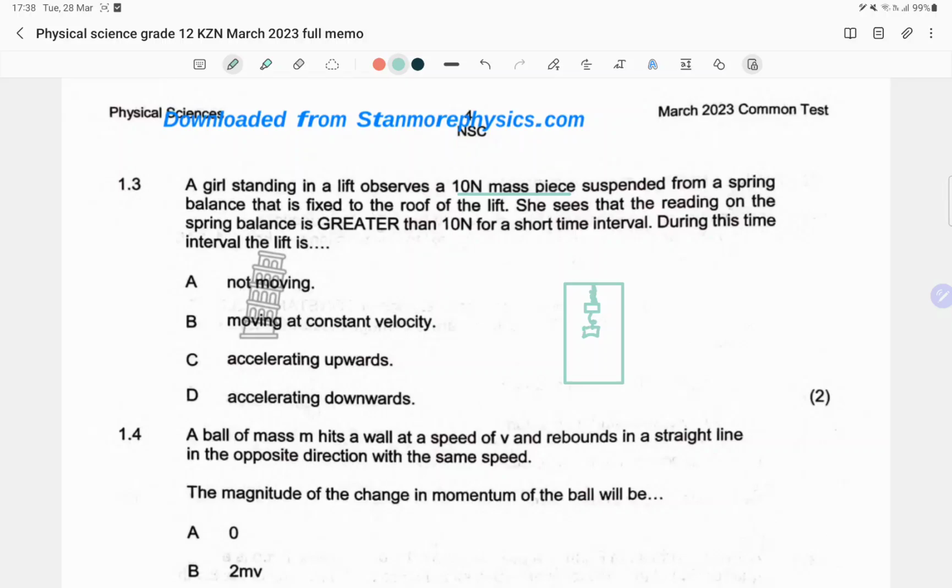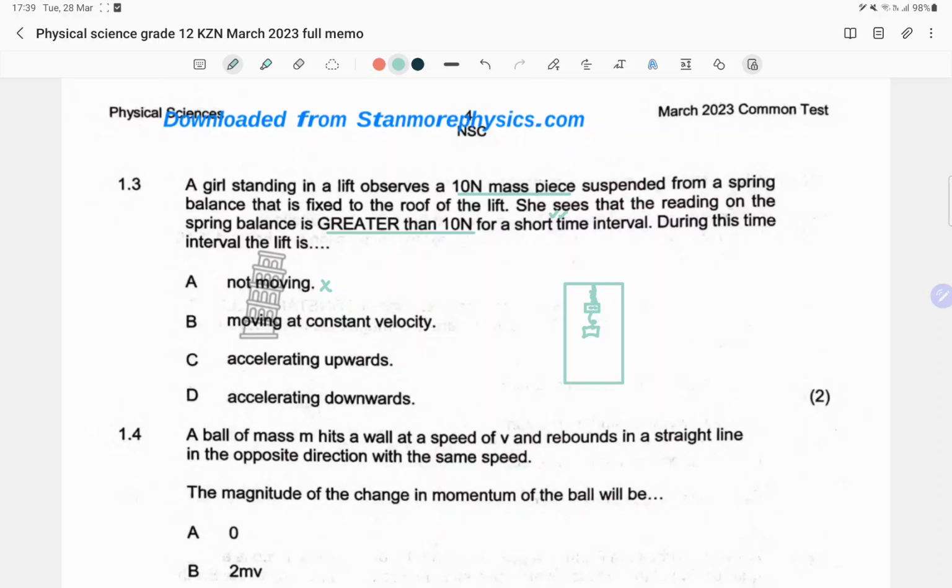So it's a bit complicated, and of course there would be the numbers there that are telling you exactly the measurement of this weight. So what is the story here? She sees that the reading on the spring balance is greater than 10 newtons for a short time interval. During this time interval, is the lift not moving? When it's not moving, it should read 10. So for it to read more than 10, it means it is definitely moving.